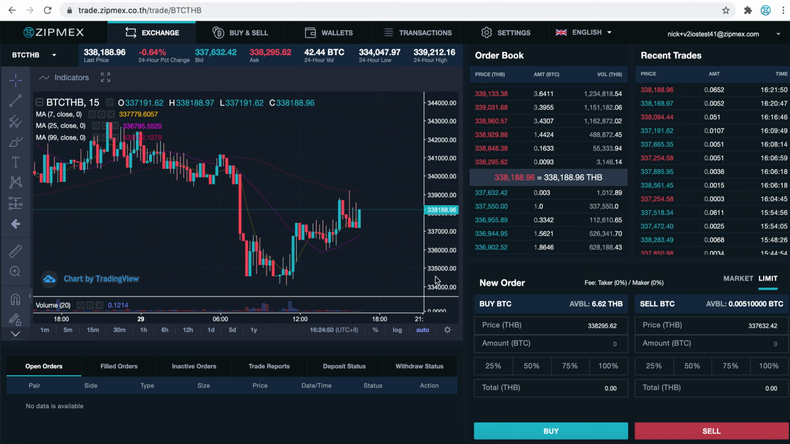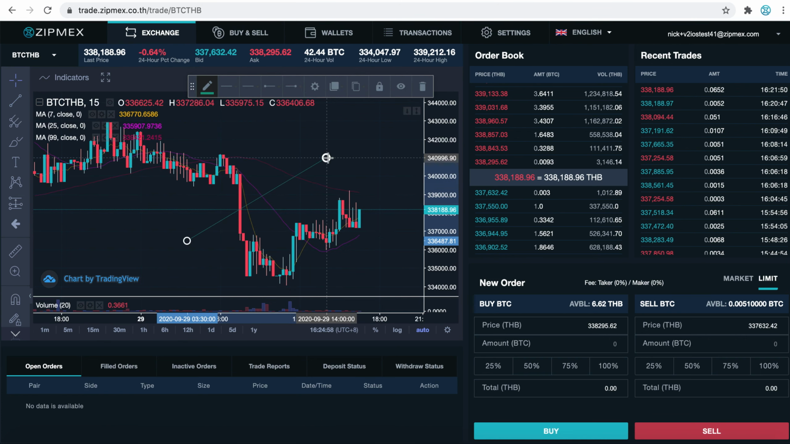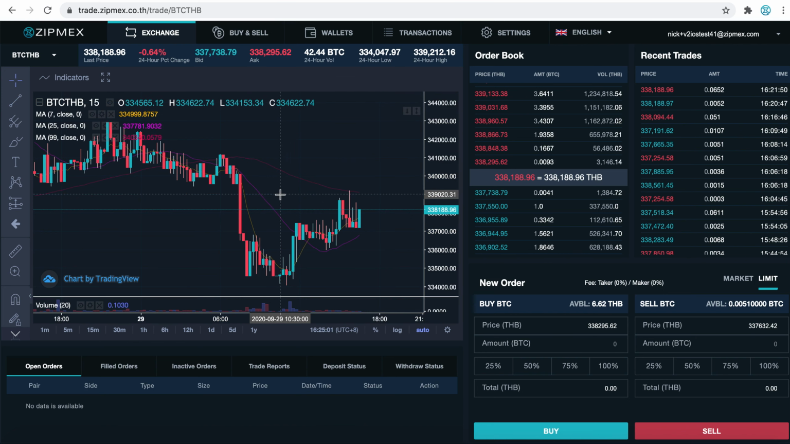So over here you can see the chart tied to Bitcoin THB, right? And these are the indicators and tools that you can use to plot on the chart. But today I'm not going to deep dive into indicators and trend lines. Today I'm just going to show you guys how to use the exchange platform. Let me go back to the top.